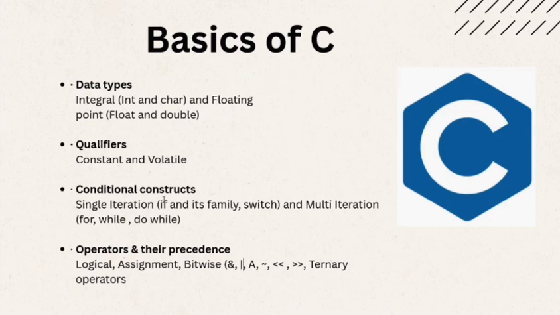Conditional constructs. In this, it is basically used to make decisions or repeat actions. In this, single iterations and multi iteration. In single iterations, if and its family, switch, used for checking conditions. In multi iteration, for, while, do while used for loops. Operators and their precedence, basically symbols used to perform operations like logical, assignment, bitwise, ternary operators.